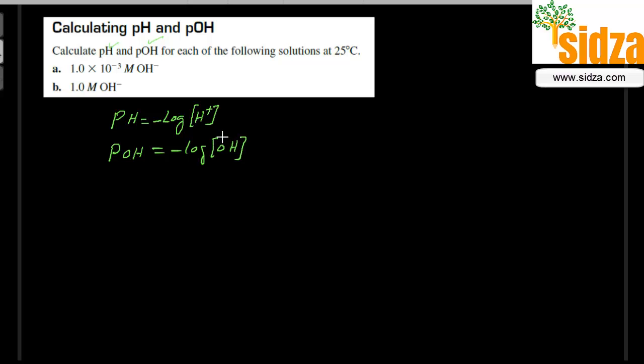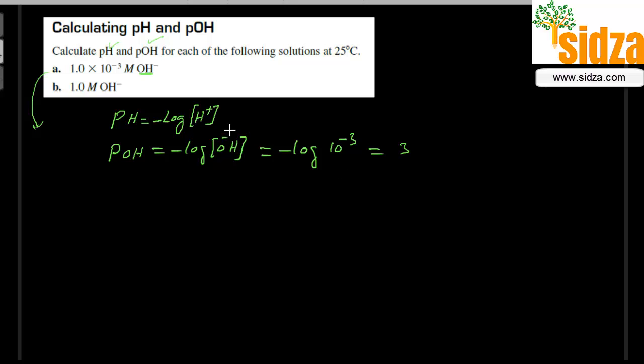Now look at the question. We are given the hydroxide ion concentration for solution A, therefore we can find its pOH. The pOH will be negative log of 10 to the power negative 3, which will be 3, right? So you can see the pOH over here is 3.